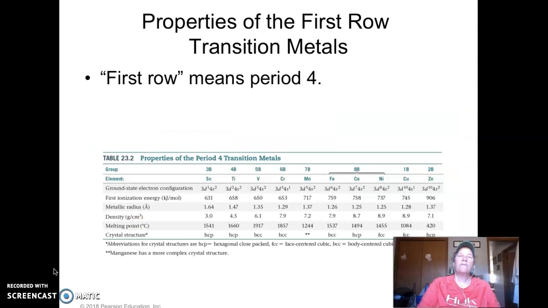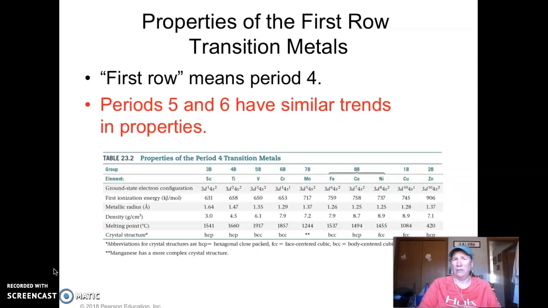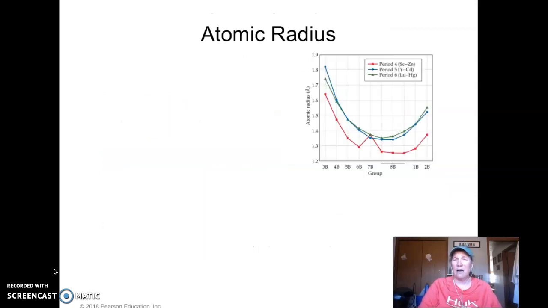Okay. So the first row is the top column. That's the most common ones. That's where you get your iron, your copper, your zinc, the ones that people really know quite a bit about. Okay. The 5th and 6th rows are very similar. So the first row is a little bit different than the last two rows, the 5th and the 6th. And again, we're talking in the middle, the D columns.